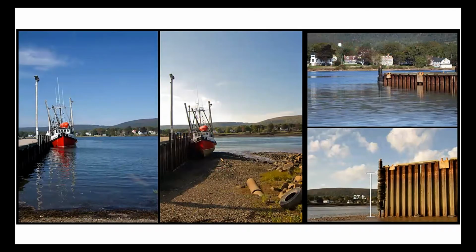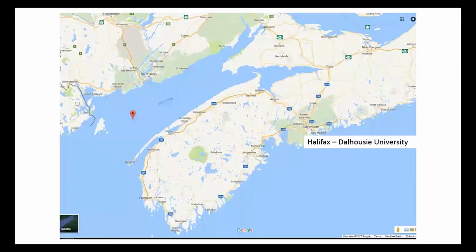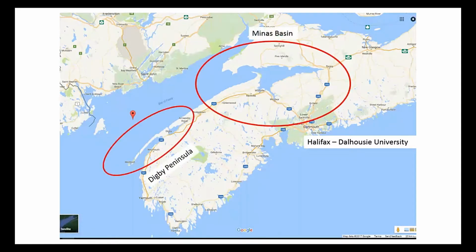So they've got massive tides. Their average tidal range is 10 meters. Their average spring is 13, and their extreme is 16. So you can get these crazy changes. And I arrived in Nova Scotia in Halifax, visited Dalhousie University, and then visited these two areas.